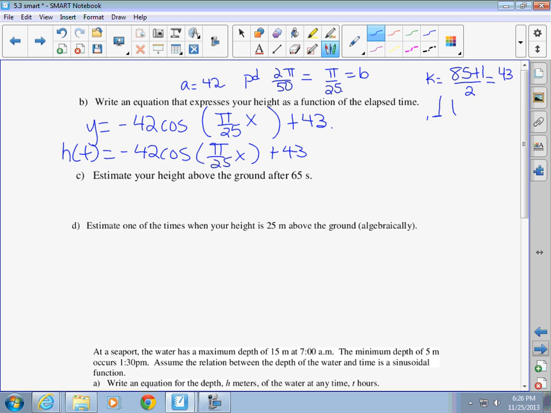Okay, part C says estimate your height above the ground after 65 seconds. So you can do this in your graphing calculators. I'm going to give you the steps on the trig ones, and then I'll show you on our regular one. On the Texas Instrument ones, you do clear, just to make sure everything's good, and then you use the vars button.